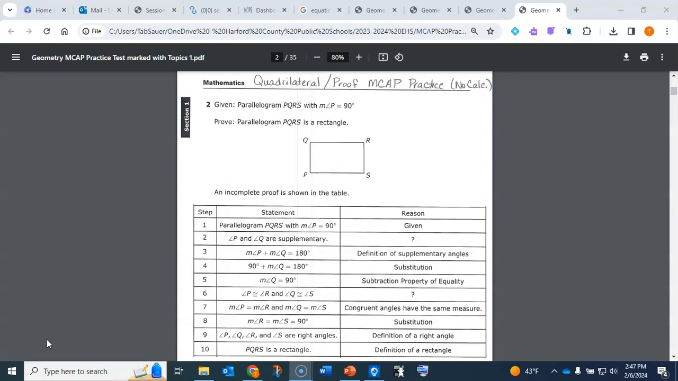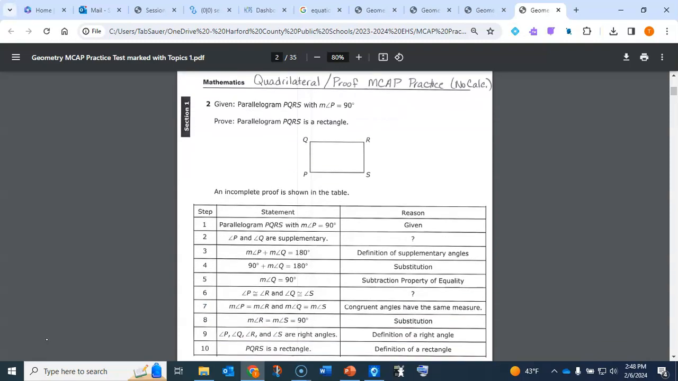All right, number 2. It says, given the parallelogram PQRS, let me see if I have my drawback on. I don't, I just have it on regular computer. All right, I think I figured it out. Okay, so now on number 2, it says parallelogram PQRS with angle P being 90 degrees. So that's a part of our given information. Prove that parallelogram PQRS is a rectangle, a specific type of parallelogram.